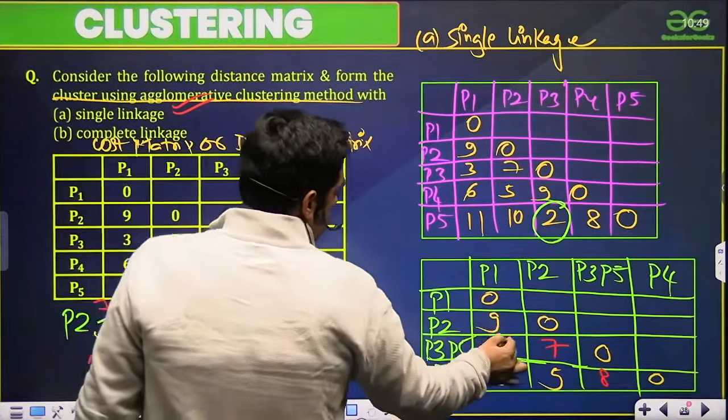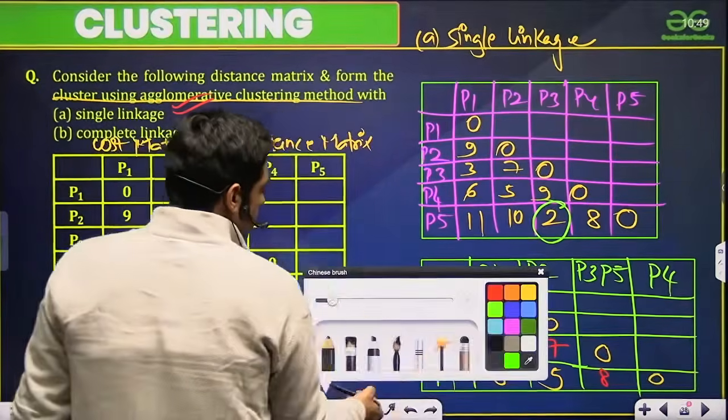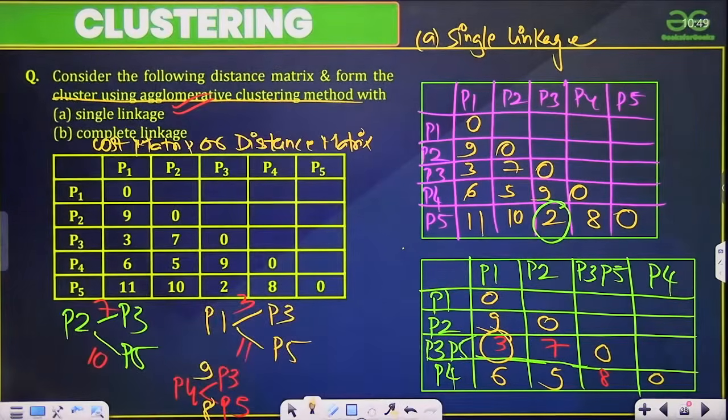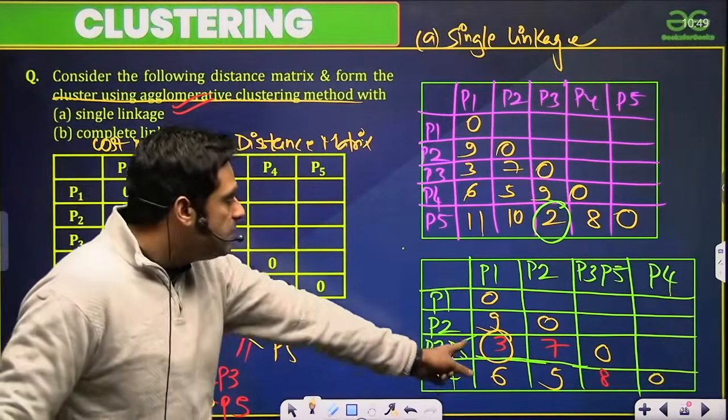So what is the minimum one? So minimum one is 3 here. Okay, now I would be clubbing what? I would be clubbing P1 with P3 and P5.